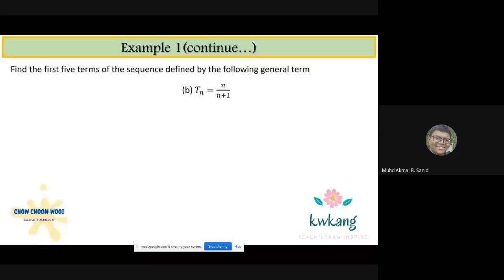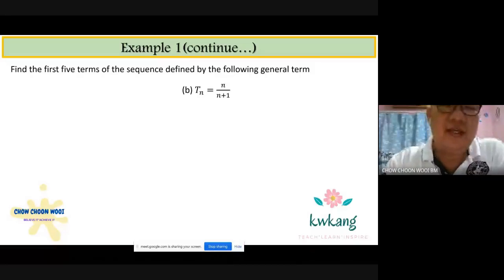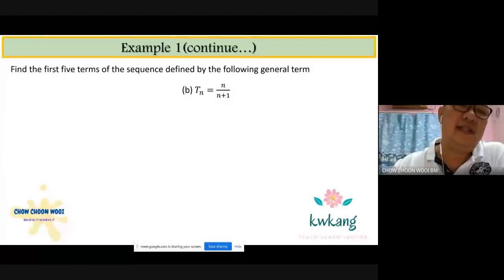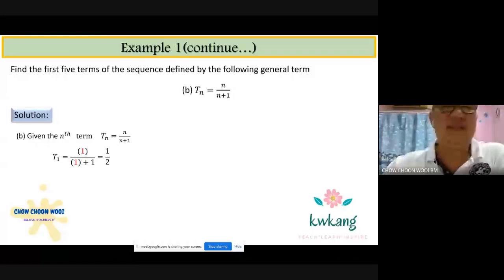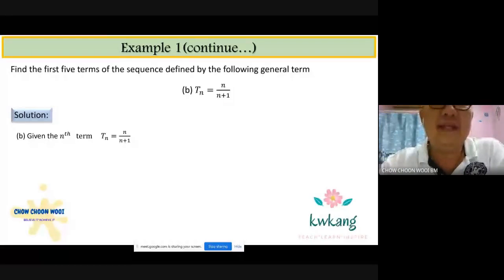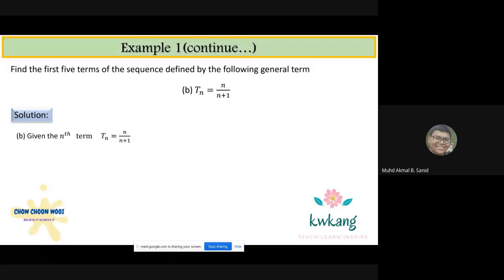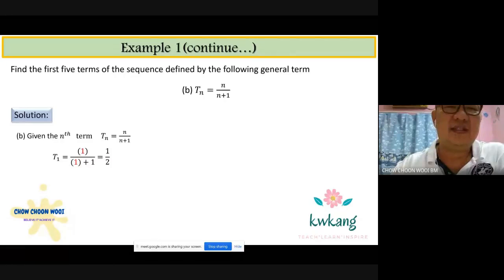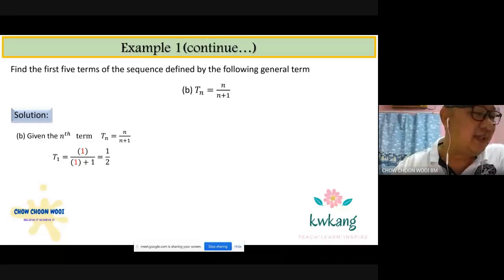8. Okay. Then, wait, I thought it's 8. Saya ingatkan 8. Yang ini melibatkan pecahan sikit. Kata susah tak susah. Memang senang. Ya, the first one. T1 1/2. Okay, dapat semua.